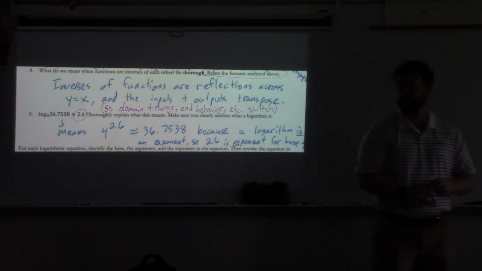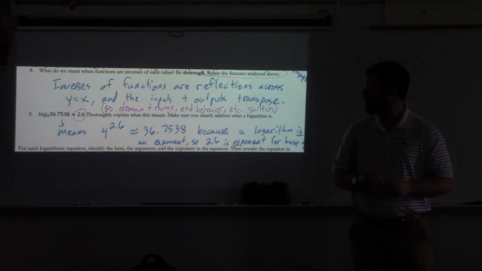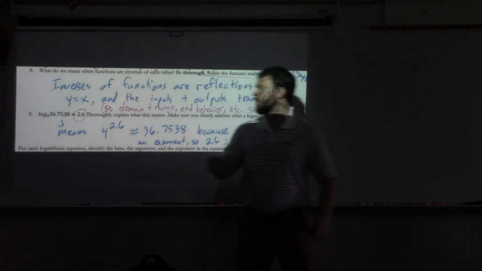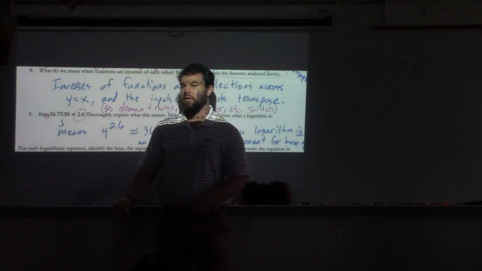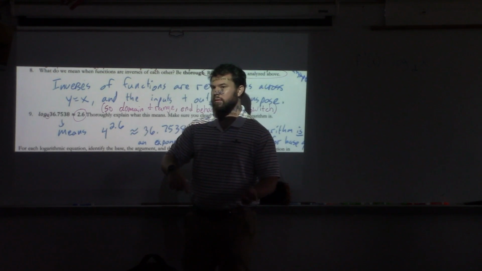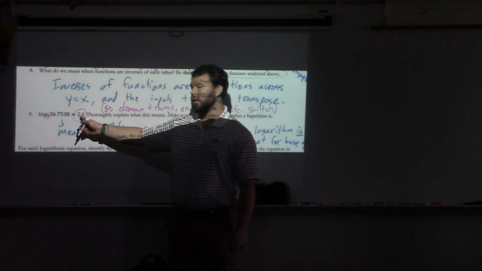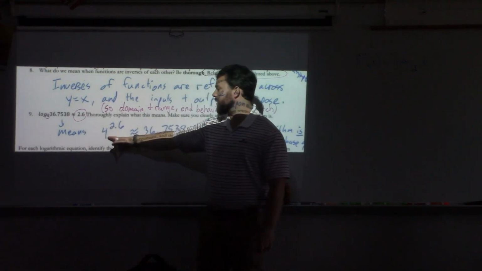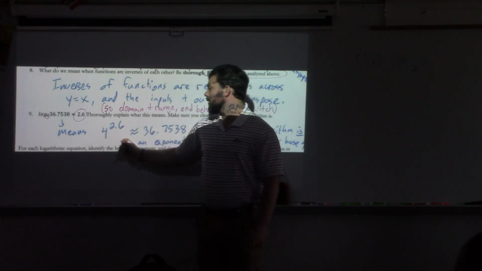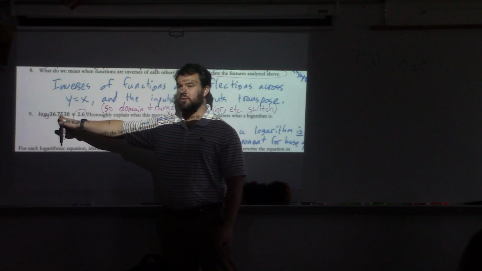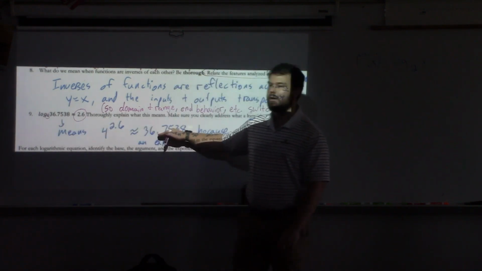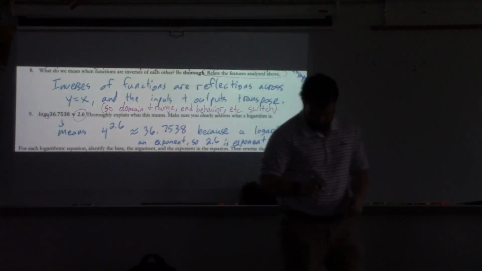How do you get 4 to 2.6? So what's the base of my logarithm? 4. And what's a logarithm equal to? An exponent. So base 4 to the exponent is equal to the argument. Remember, the argument is the input of the logarithm, which is the output of the exponential. So now you got a question?